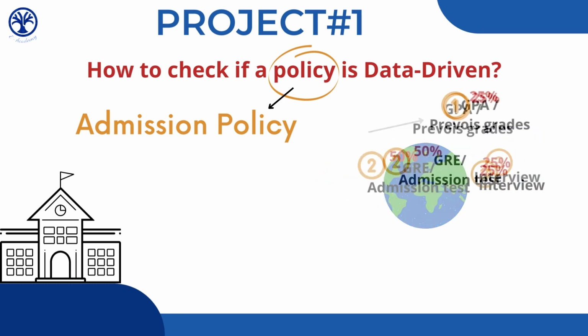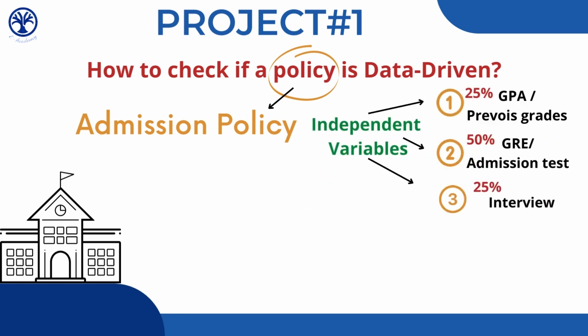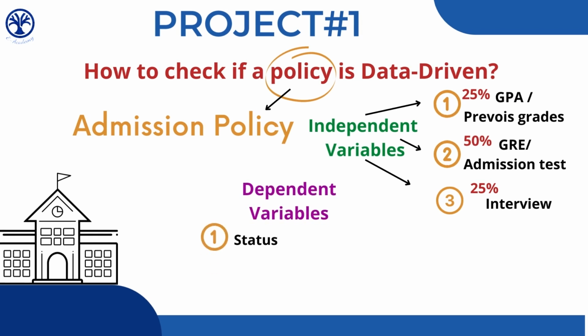And there are now three independent variables and one dependent variable that is pretty obvious here, which is the status of the student. For example, if the student or the candidate is admitted in a particular college, or the status is not admitted. Plus, due to the weights assigned, there is also a variable of, let's say, merit score out of 100.